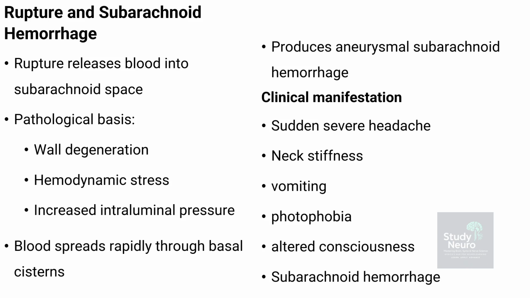Rupture of a posterior communicating artery aneurysm occurs when the weakened vessel wall gives way and blood escapes into the subarachnoid space. This is usually the final result of progressive wall degeneration combined with ongoing hemodynamic stress and rising pressure inside the aneurysm. Once rupture happens, blood spreads quickly through the basal cisterns. The distribution is rapid because these spaces are continuous, and this pattern leads to the classic picture of aneurysmal subarachnoid hemorrhage. The clinical presentation is often dramatic.